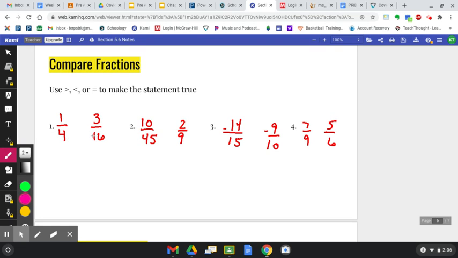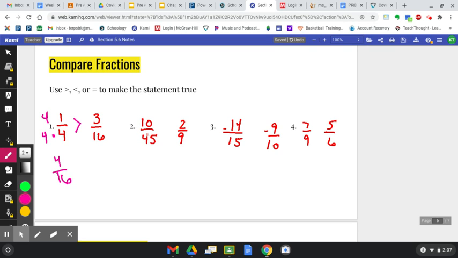So here I can make these denominators the same if I just multiply this fraction by 4 over 4. So 4 times 1 is 4. 4 times 4 is 16. So this is equivalent to 4/16 versus 3/16. This one is going to be bigger.